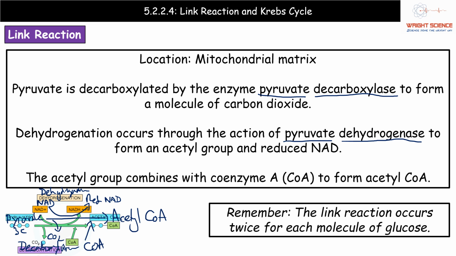It is worth remembering that when we're talking about the link reaction, one molecule of glucose is going to have formed two pyruvates, and therefore the link reaction will occur twice. So each pyruvate undergoes that dehydrogenation and decarboxylation. The acetyl group formed will join with the CoA to form those two acetyl-CoAs.